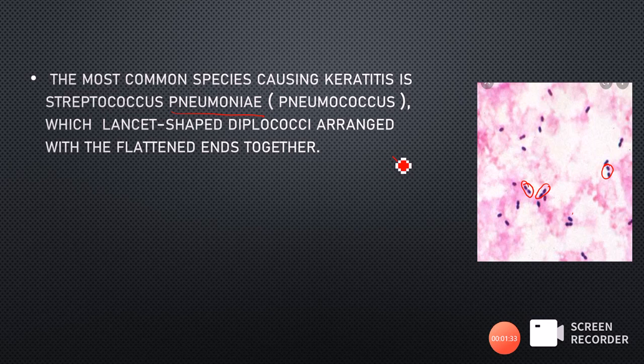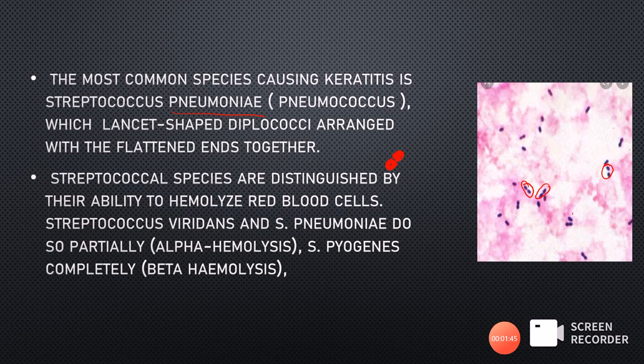So what I mean to say is that one will be like this and the other will be like this. So their flattened ends are actually in contact with each other, and because they are present in pairs, they are called diplococcus. Now the Streptococcus species have a very important property: they can hemolyze the red blood cells which are present in the blood agar.